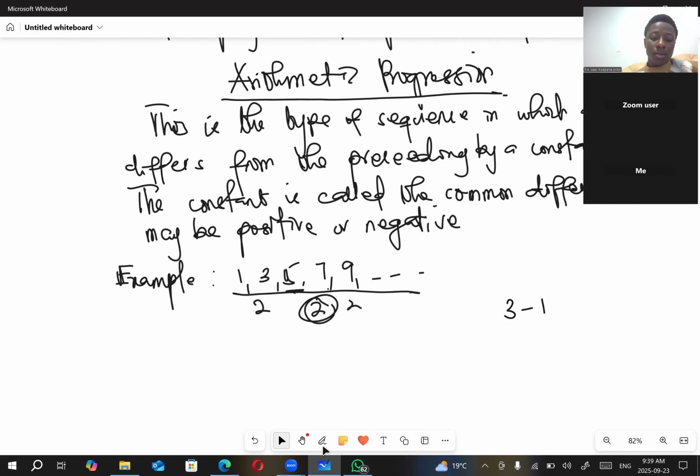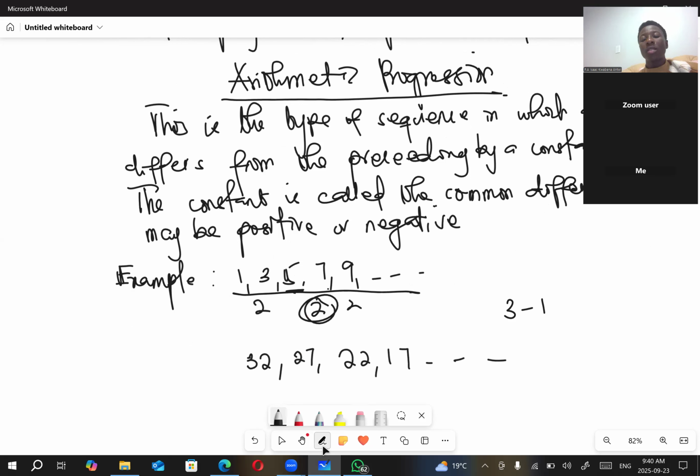So look at this. 32, 27, 22, 17. This is a sequence. In fact, it's an arithmetic progression. Why? Can someone come in? Why? It's an AP, or do you disagree with me?